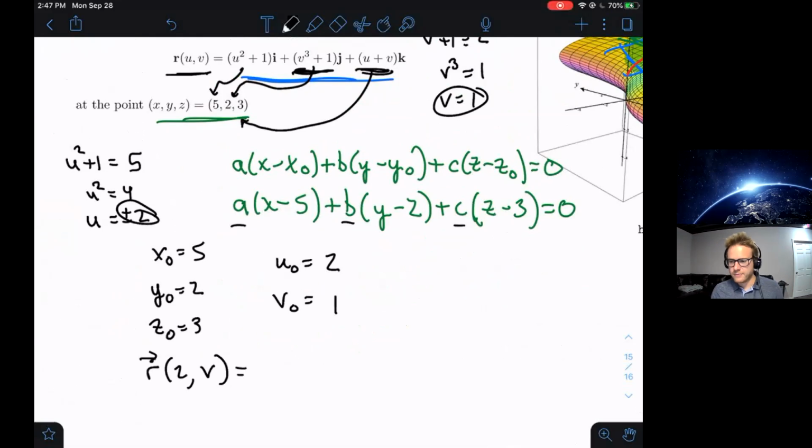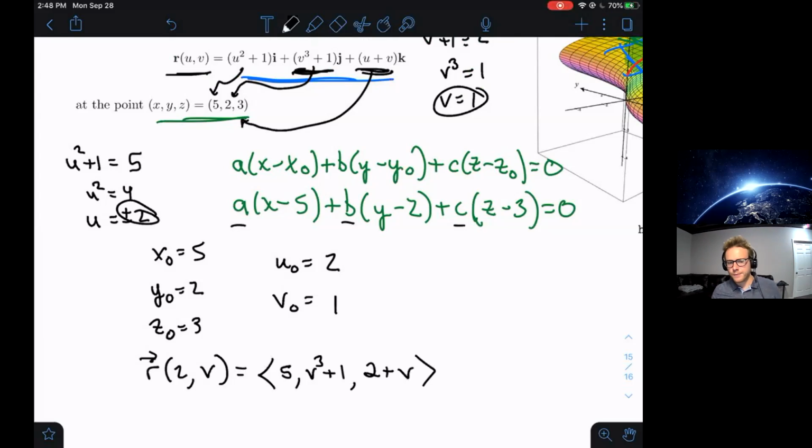And what this is going to give me is just an equation in terms of one variable. Let's go ahead and see that this works. So I'm going to go ahead and write this in the vector form up here. If I plug in U equals 2, I get 2 squared plus 1, which is 5, for my first coordinate. For my second coordinate, I get V cubed plus 1. And for my third coordinate, I get U plus V, so 2 plus V.